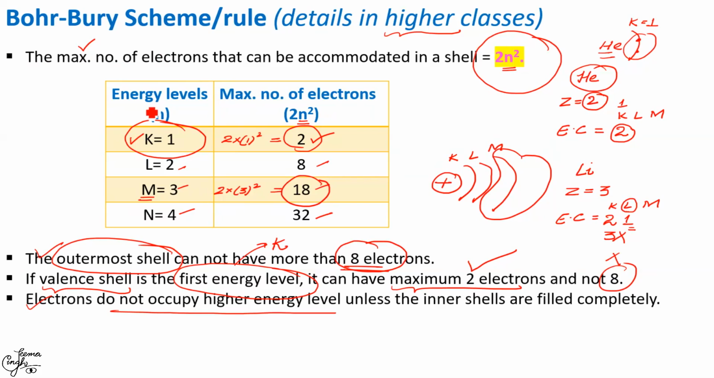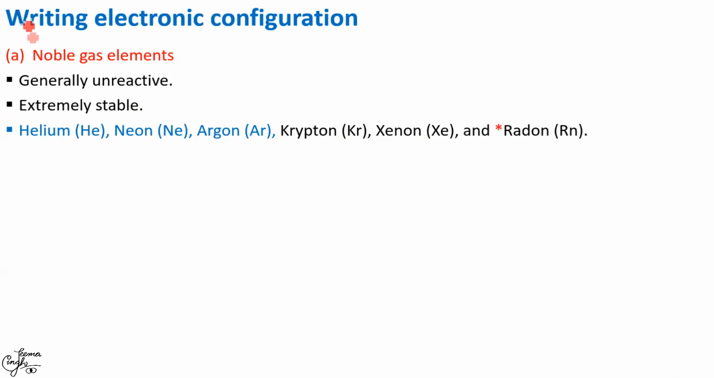We will begin with writing the electronic configuration for noble gas elements. As you've already learned, the elements which are categorized as noble gases, namely helium, neon, argon, krypton, xenon, and radioactive radon, are quite unreactive. They are extremely stable and therefore do not tend to form chemical bonds and have little tendency to gain, lose, or share electrons.